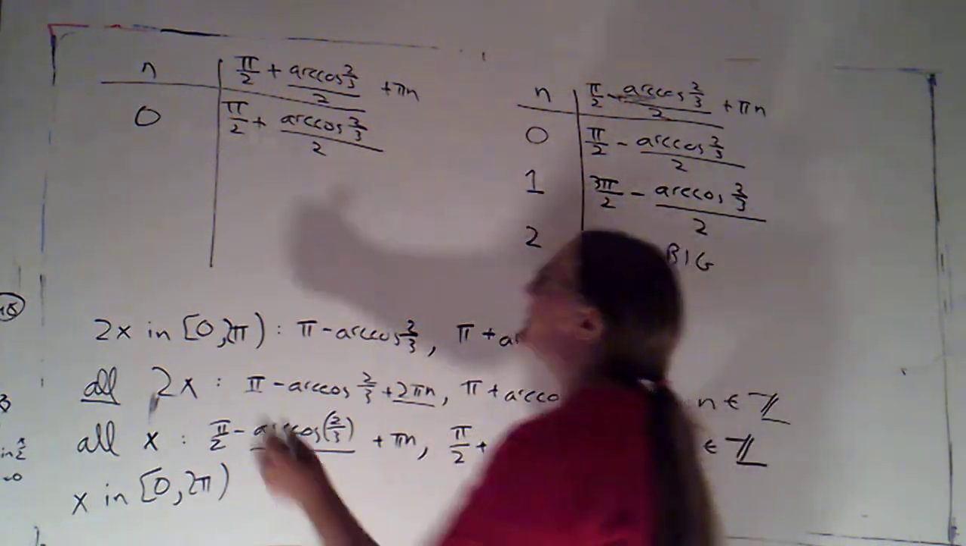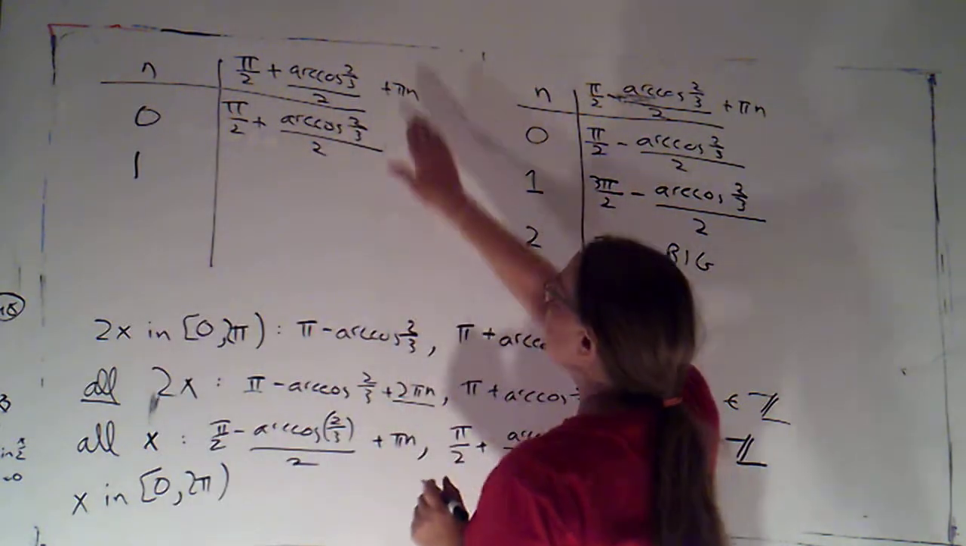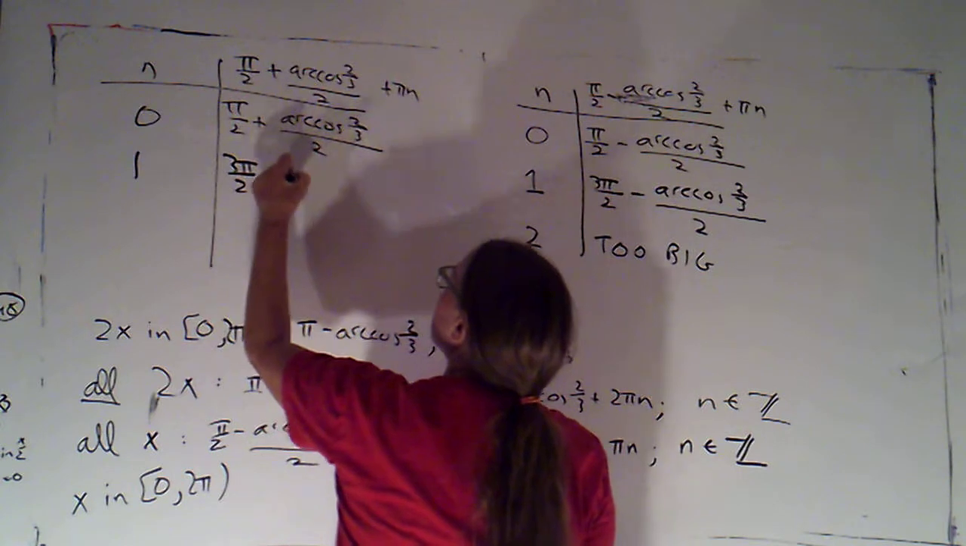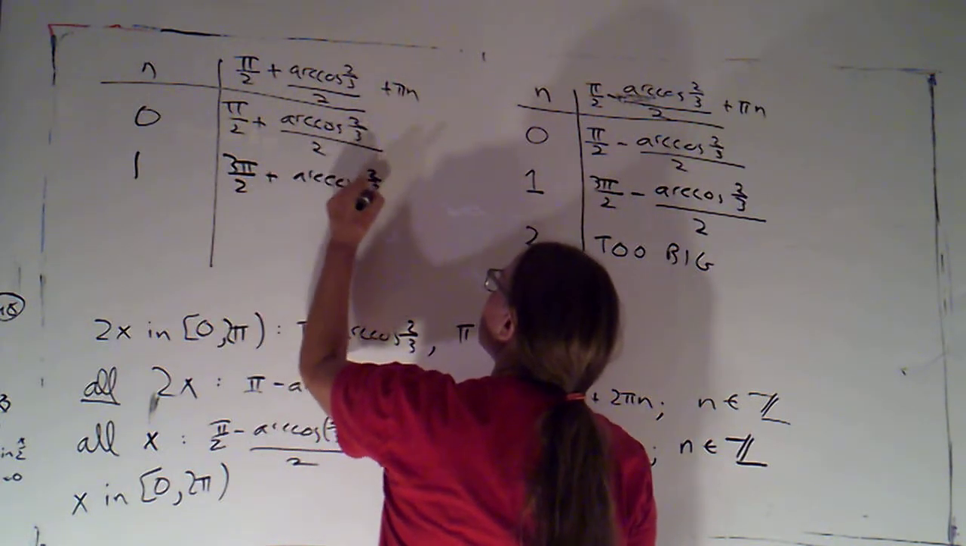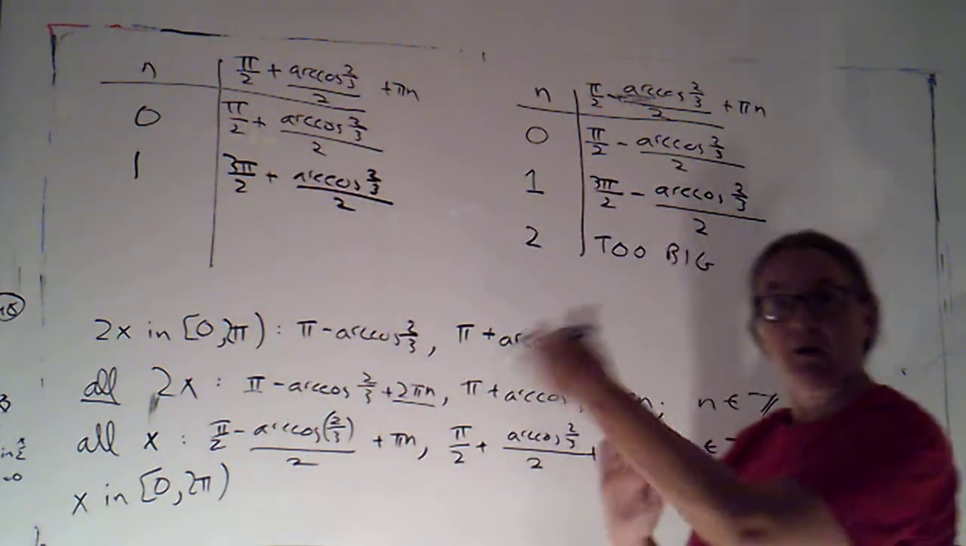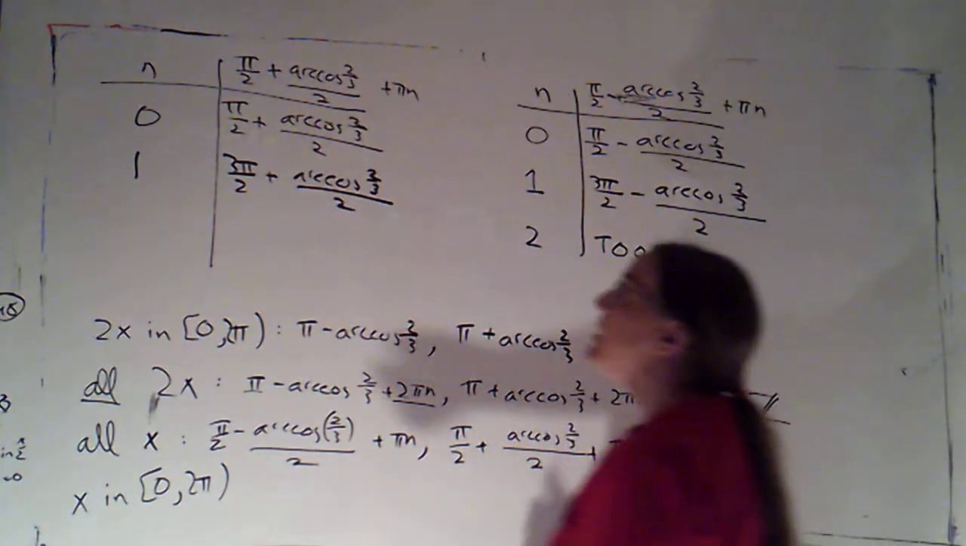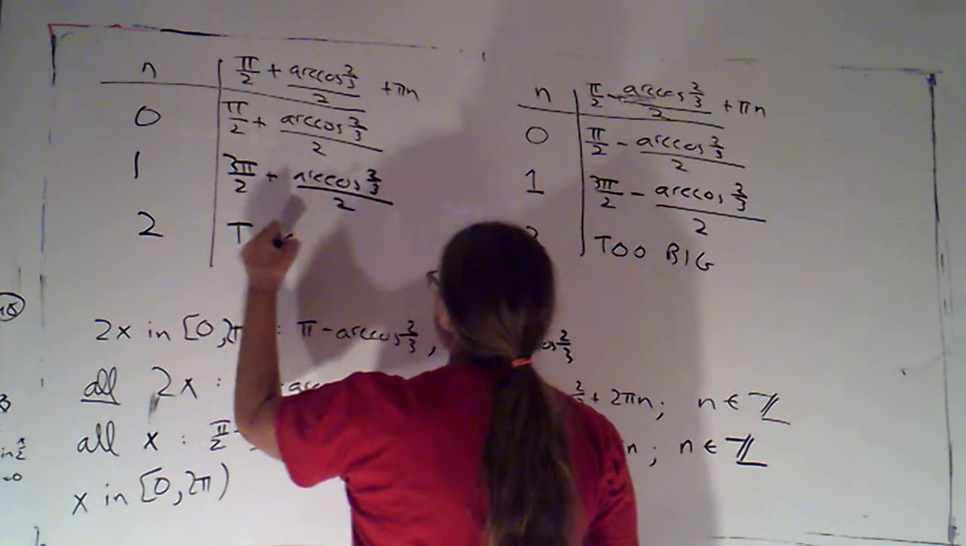Don't want that. If n is 1, that's pi plus pi over 2, which is 3 pi over 2, plus arc cosine of 2/3 over 2, which is just an acute angle. 3 pi over 2 plus an acute angle, we're still smaller than 2 pi. But if n is 2, we're too big.